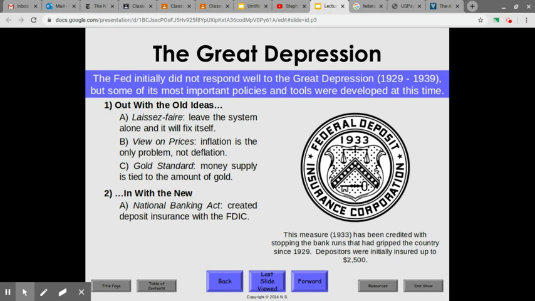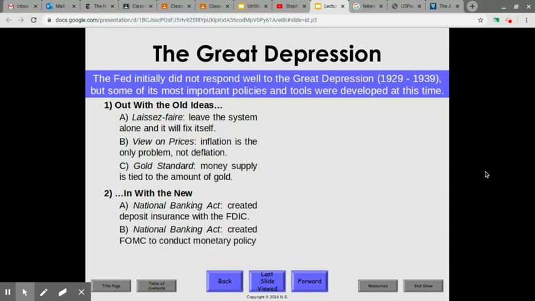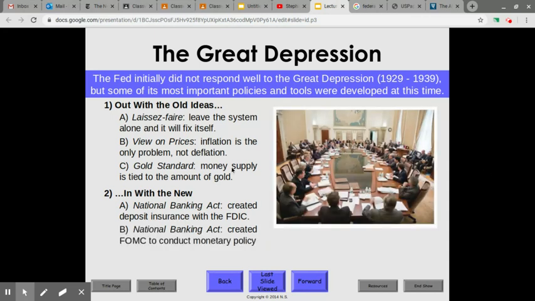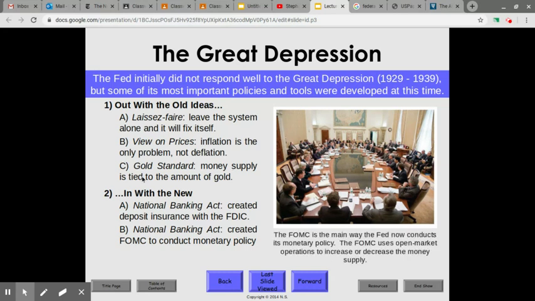In with a new mindset on it. We get the National Banking Act, which created deposit insurance with the FDIC. I don't know if you've listened to bank commercials at the end when they do the super fast, like, member FDIC. So they want you to know they're insured.